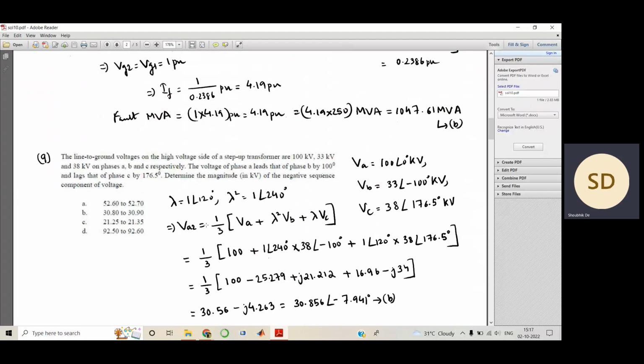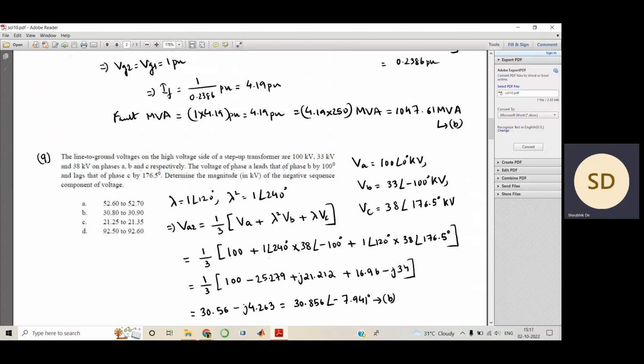Let's see question number 9. So this is an example of positive, negative, and zero sequence components problem. Here they have told that the line to ground voltages on the high voltage side of a step up transformer are 100 kV, 33 kV, and 38 kV. So this is phase A, phase B, and phase C respectively.